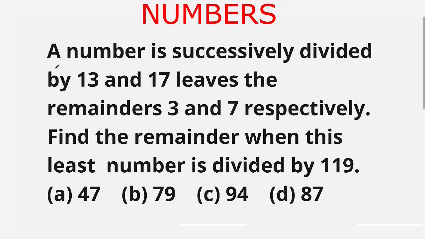Our question is, a number is successively divided by 13 and 17, leaves the remainders 3 and 7 respectively. Find the remainder when this least number is divided by 119. The given options are option A 47, option B 79, option C 94, option D 87.